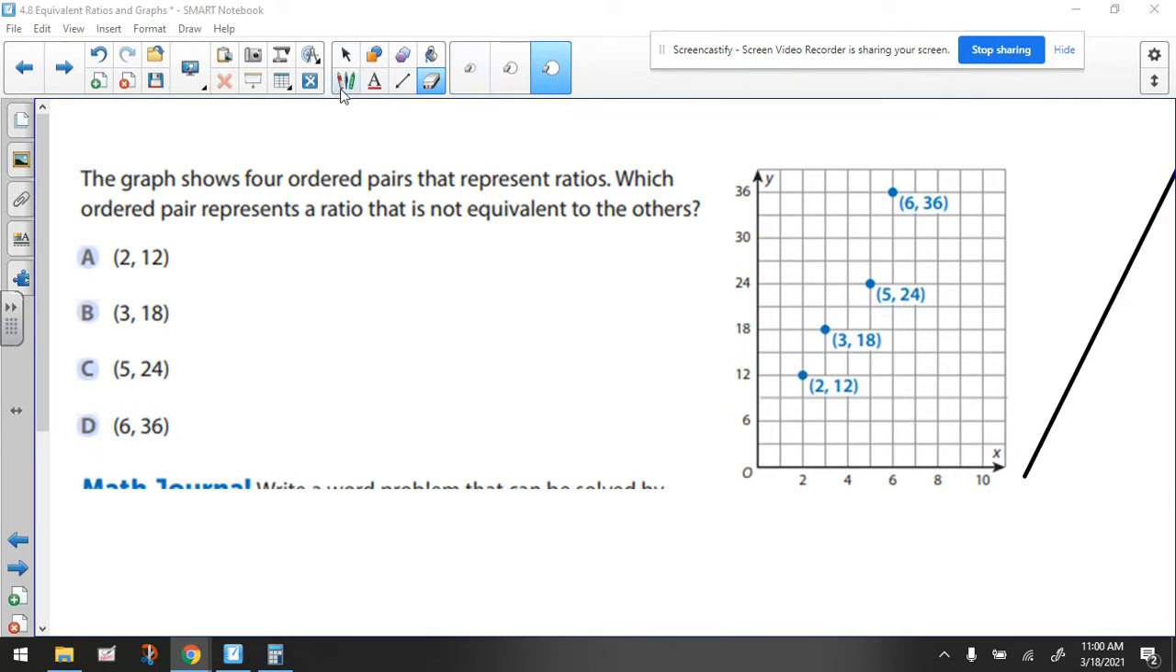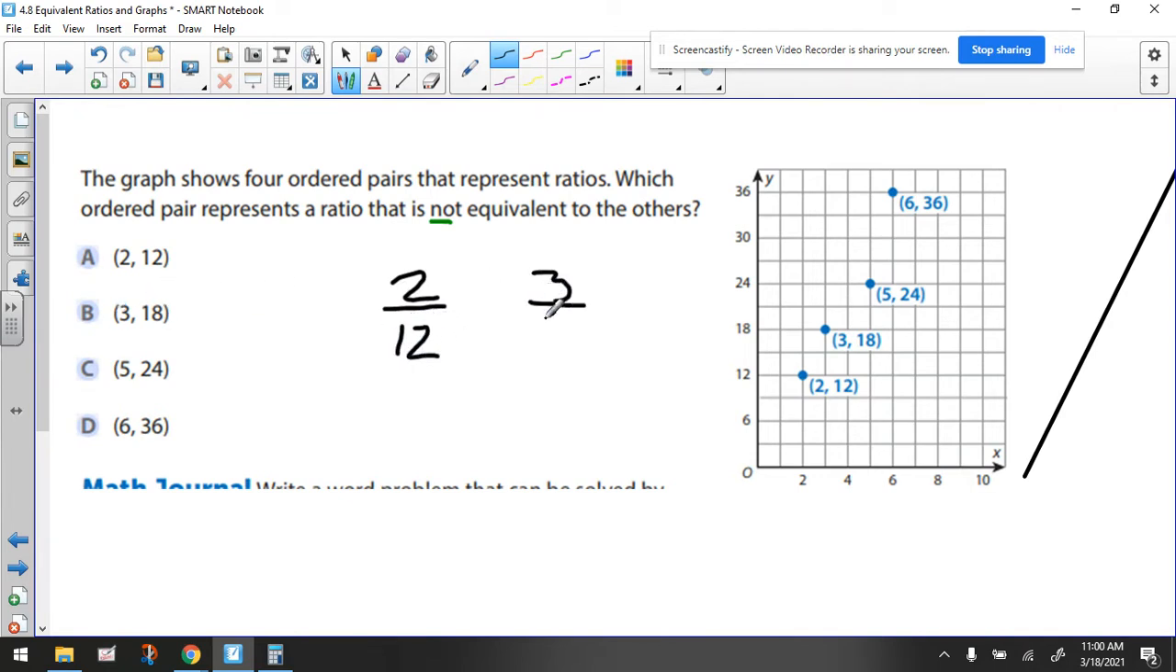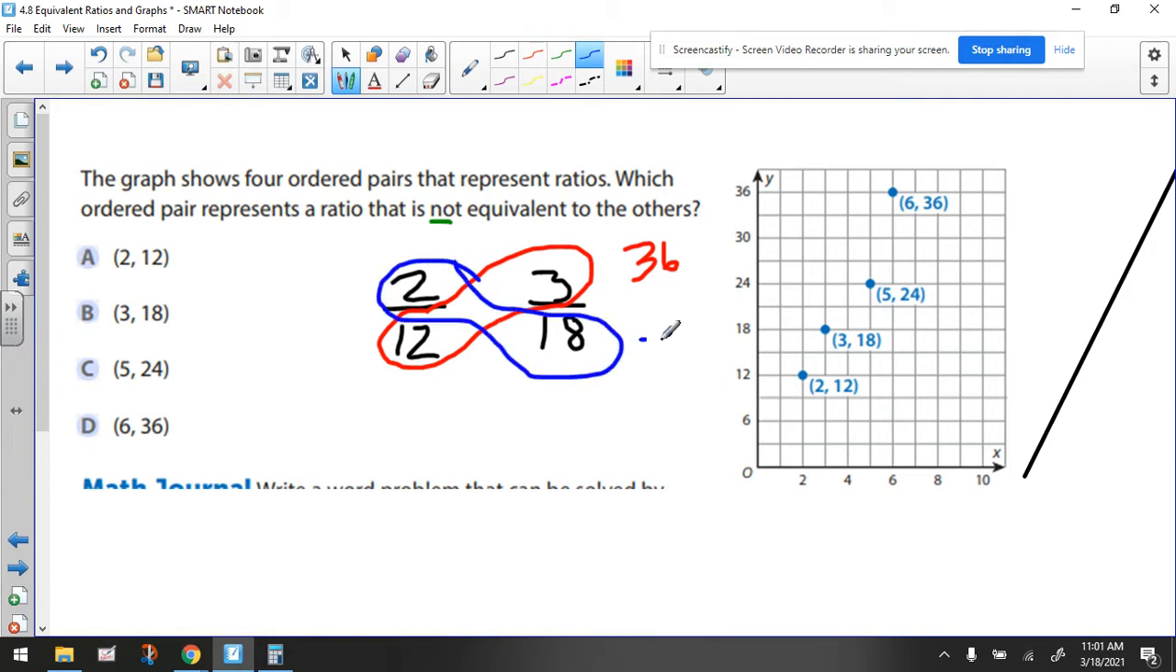So the question says, the graph shows four ordered pairs that represent ratios. Which ordered pair represents a ratio that is not equivalent to the others? So let's explore choice A, and let's compare choice A with choice B. So we're looking at a 2 to 12 ratio, and we're looking at a 3 to 18 ratio. Now, if we check the cross products on this, this times this would be equal to 36. And this times this also equals 36. So these two ratios are equal.